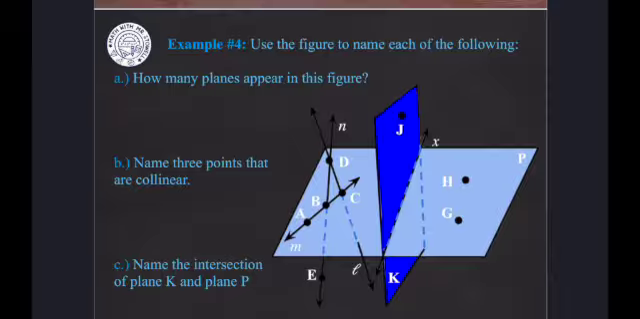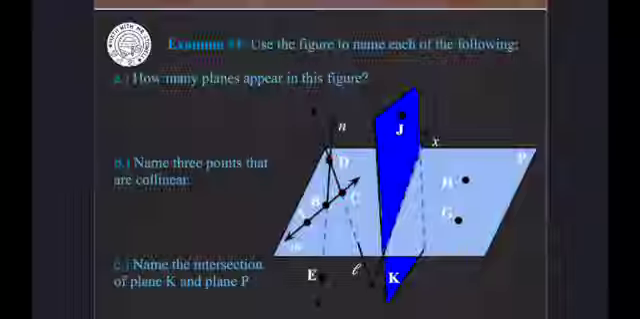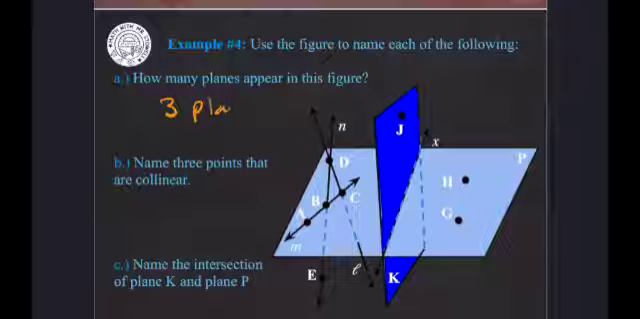There's actually a third one hidden. Notice right here, B, D, and C. Isn't that a plane? It shows a plane right here. These are 3 points that have stuff in common, so that would be a third plane. So how many planes do we have? We have 3 planes.